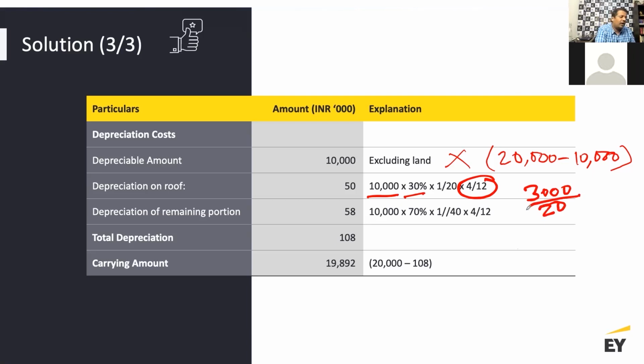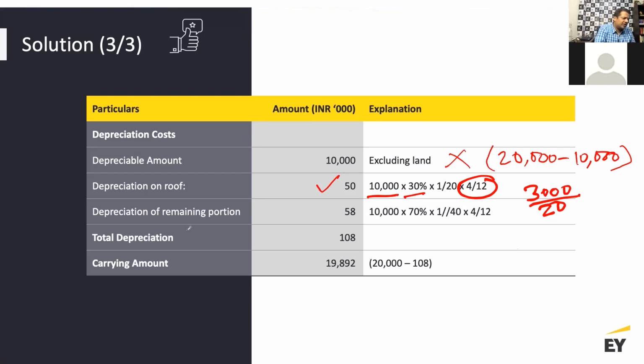3,000 divided by 20 is equal to 150, right? And then 150 into 4 divided by 12 equals 50. So that's what comes to 50. Depreciation of the remaining portions: out of 10,000, 3,000 is now allocated to the roof.